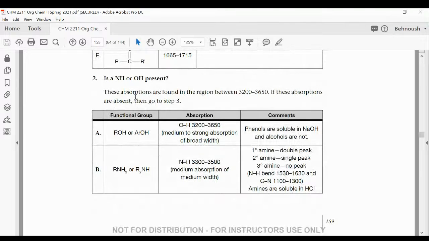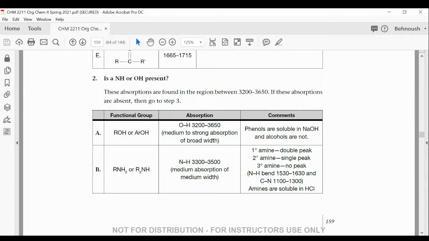And then we have OH and NH. OH from alcohol is around 3300, or 3200 to 3400, but it is a broad peak. If you have amines, you also get a broad signal for the absorption, but at the same time you are going to get a double peak if it's an NH2. If it's an NH, it is going to be a single peak.